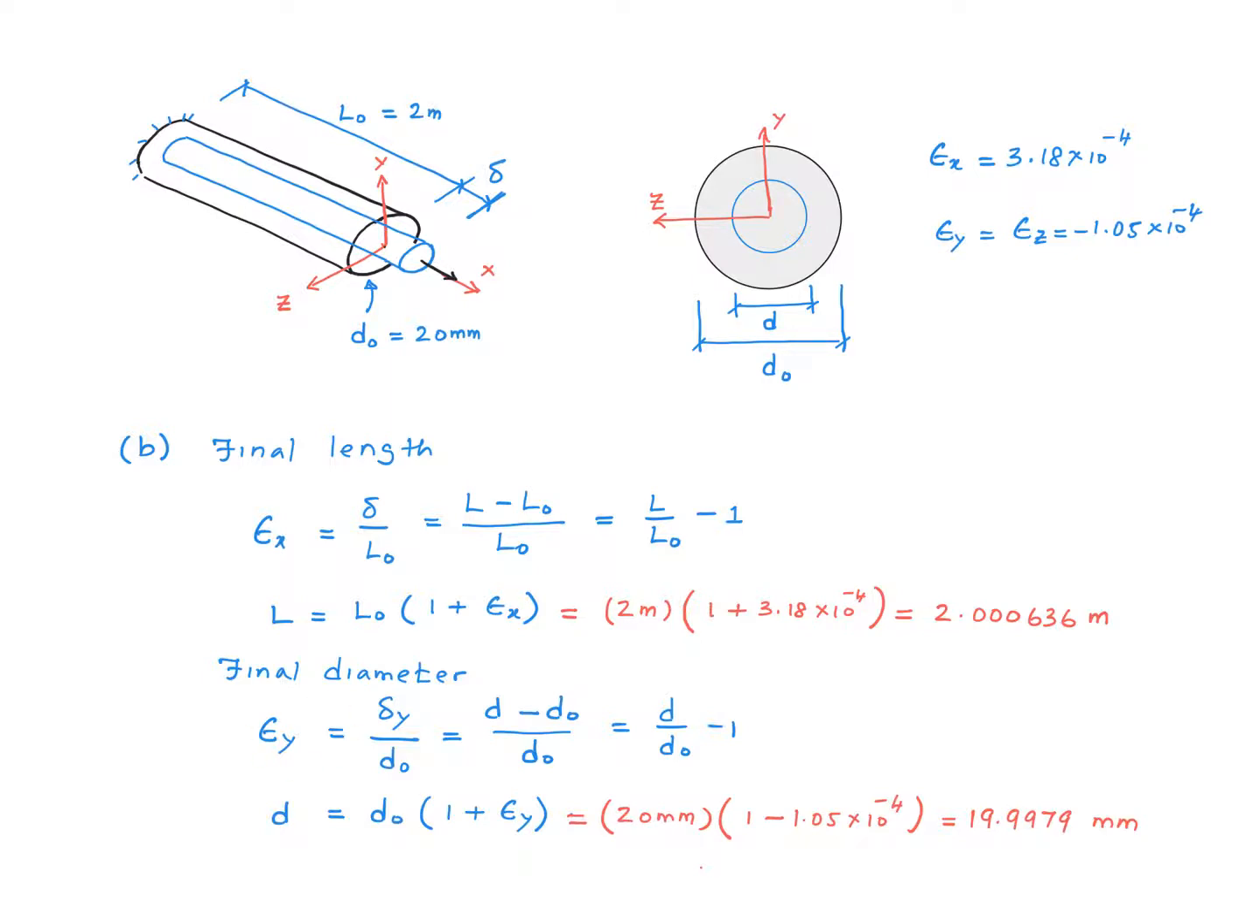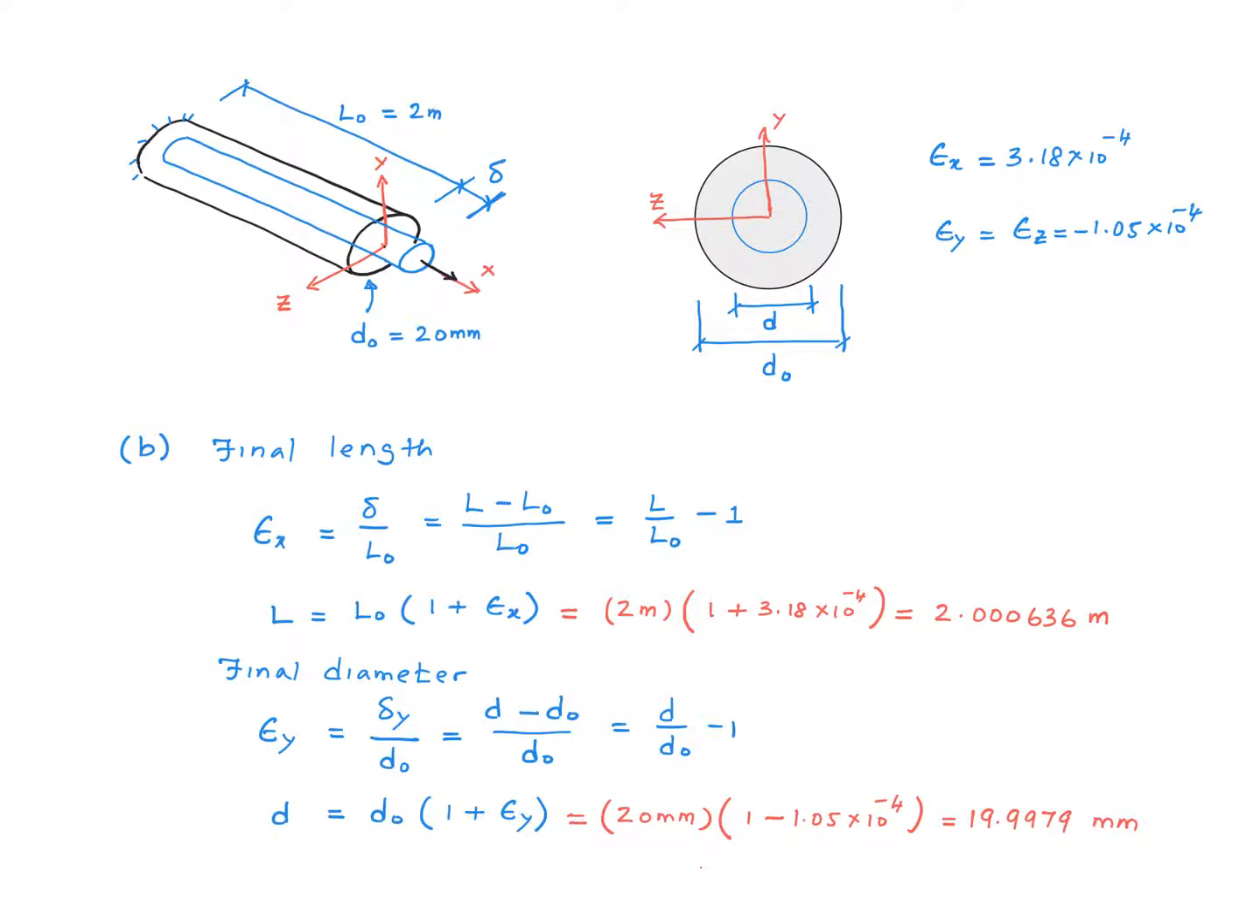Epsilon y is delta y over d naught. Delta y is d minus d naught over d naught. So this equation finally simplifies to this expression for the final diameter d. Now you substitute numbers and we get this value for the final diameter, 19.9979 millimeter. Once again, it's only slightly smaller than the initial diameter of 20 millimeters.